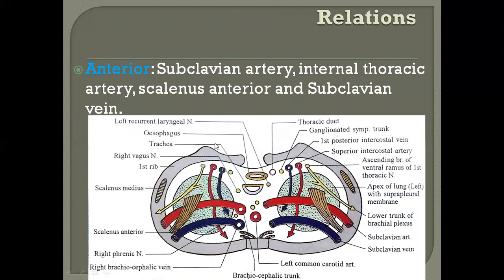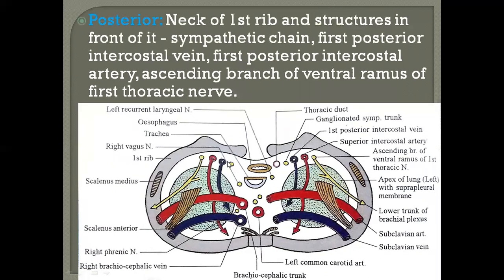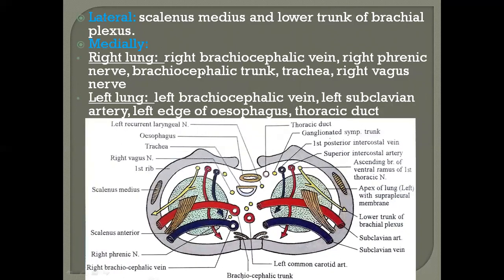Now let us see the anterior relations of the apex of the lung. Anteriorly, it has subclavian artery, internal thoracic artery, scalenus anterior, and the subclavian vein. Posteriorly, it is related to the structures of the neck of the first rib. The first one is the sympathetic chain, adjacent to which we have first posterior intercostal vein, then first posterior intercostal artery, and then the ascending branch of the ventral ramus of the first thoracic nerve.